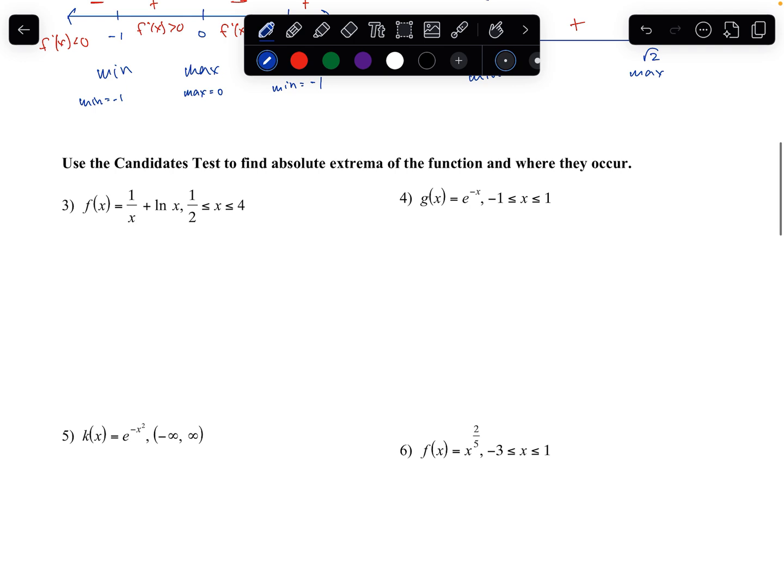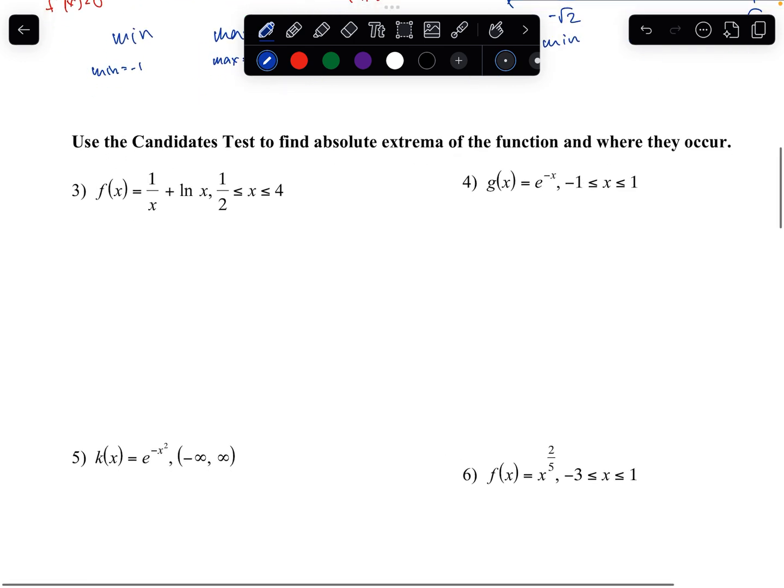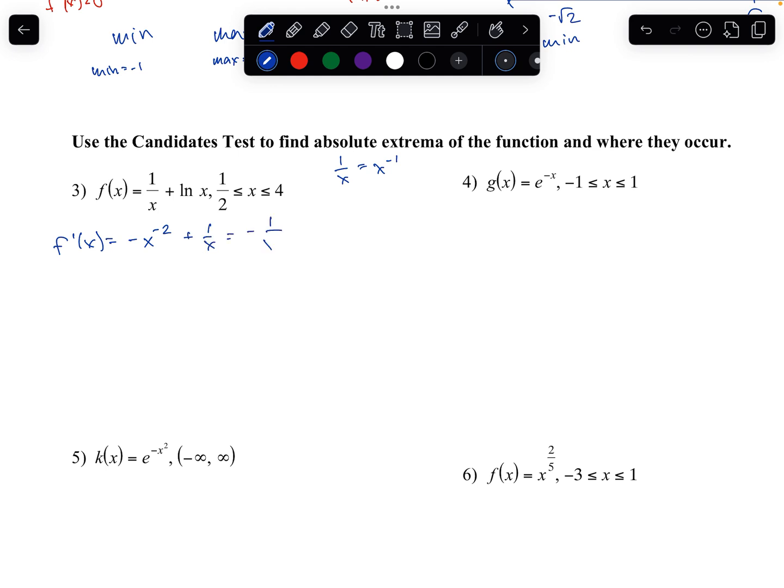Okay, use the candidates test to find the absolute extrema of the function and where they occur. Okay, so I need to find the critical points for the candidates test. So f prime of x is going to be equal to, remember that 1 over x is equal to x to the negative 1. So that's going to become negative x to the negative 2. And the derivative of the natural log of x is 1 over x. So this is negative 1 over x squared plus 1 over x.